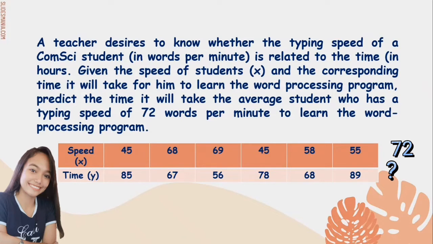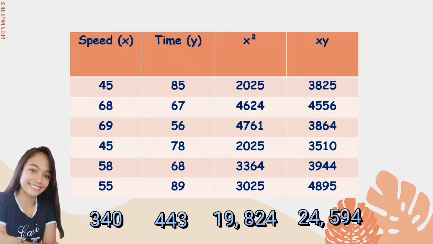Then, ano yung tanong dito? So, ang tinatanong dito, kung merong speed na 72 words per minute, then ano naman daw yung time that it will take from the average student? So, ang kailangan natin ditong malaman is yung y. So, sa table na to, yung speed at time dito yung nakita natin kanina sa table.